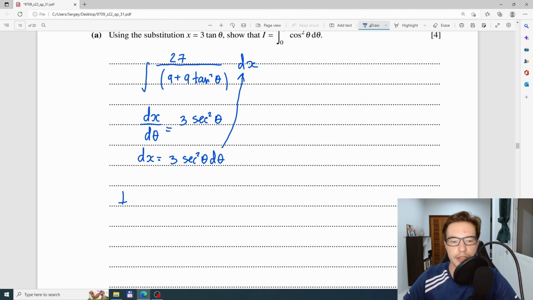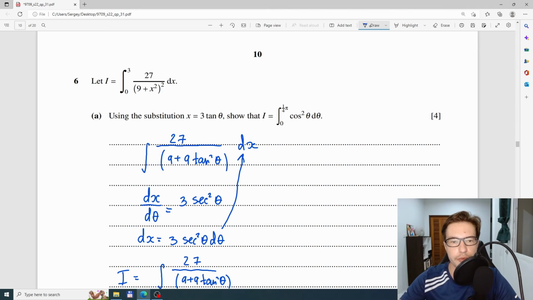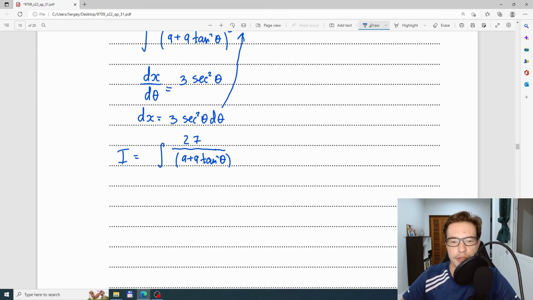So we'll get the integral of 27 over 9 plus 9 tangent squared theta. And I think I missed the square. Yeah, I did. Here, squared. And instead of dx, we're going to have 3 secant squared theta d theta. Now let's simplify this. 27 times 3 is 81 secant squared theta d theta.